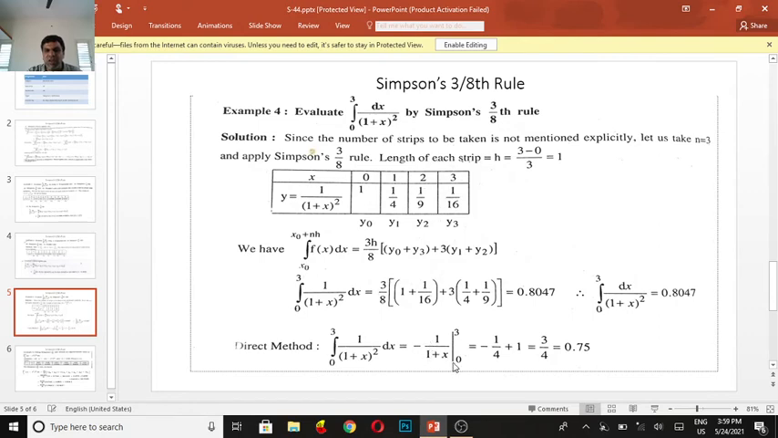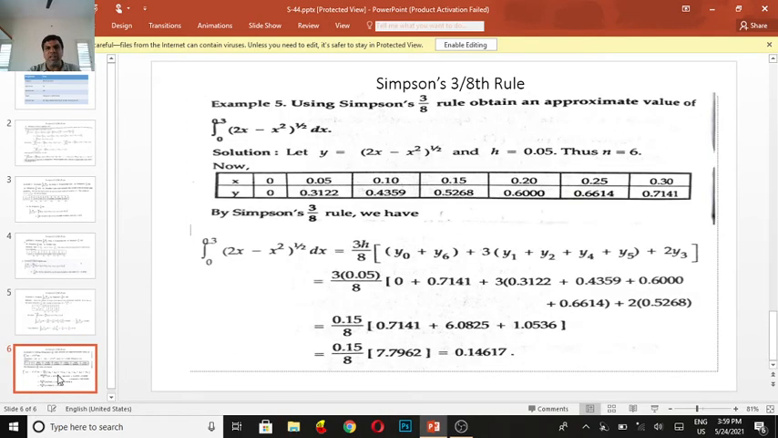So evaluating from 0 to 3, the upper value minus the lower value. If you replace x by 3, we get minus 1 by 1 plus 3, so 1 by 4. Minus of minus becomes plus. Replace x by 0, suddenly 1. So minus 1 by 4 plus 1, we get 3 by 4. What is the value of 3 by 4? 0.75. So approximately we get 0.75 and 0.80. This is the way we are getting approximately.